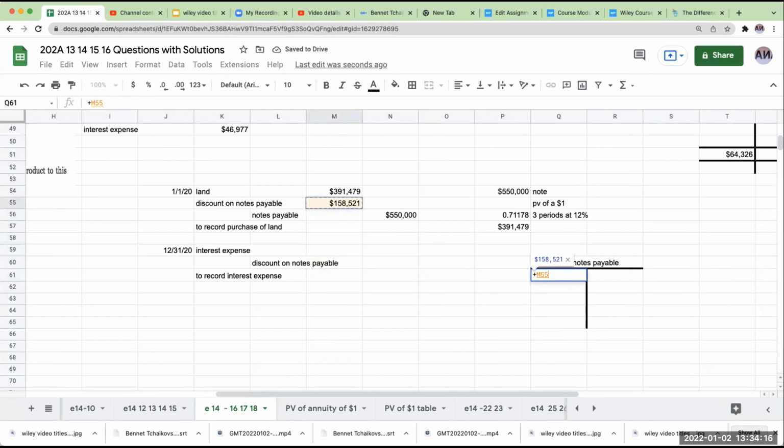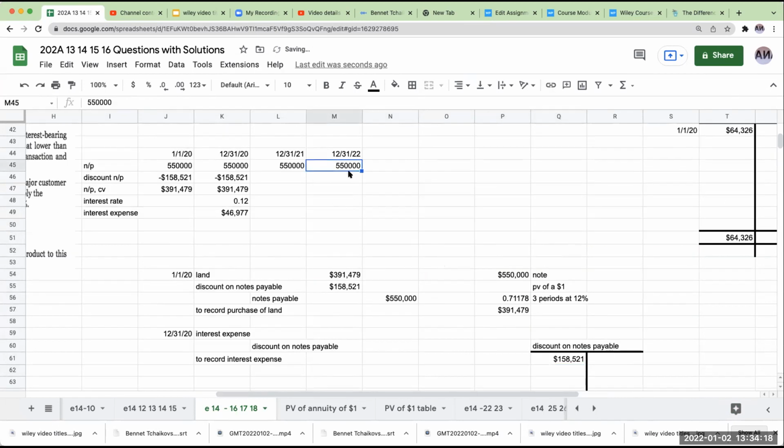But what I'm really trying to do ultimately is, when I go to pay the note, I want the discount to go down to 0. So my first year amortization is going to be 46,977. That's going to be the interest that I make. But let's just go for fun and make sure this actually works. I take 158 and subtract this 46,977. So my discount post amortization is 111,544.